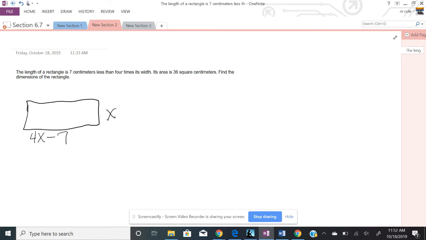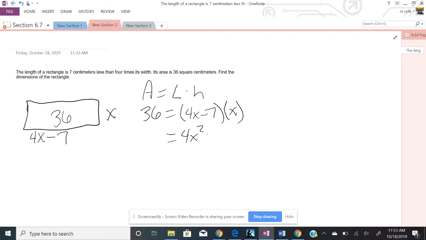The area of this rectangle is 36. So how do I find the area of a rectangle? Well, area is equal to length times height. So the area, which we know is 36, is equal to my length, 4x minus 7, times x. So I need to distribute. That gives me 4x squared minus 7x. 36 is equal to that. But again, I need to set it equal to 0, so I'm going to subtract 36 from both sides.